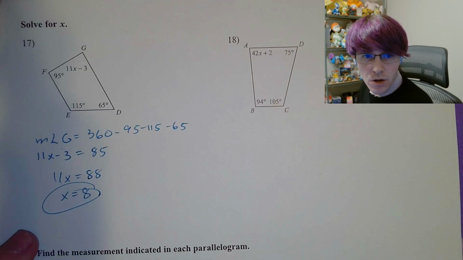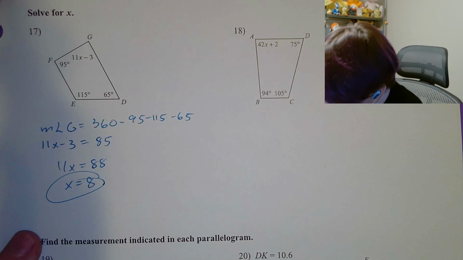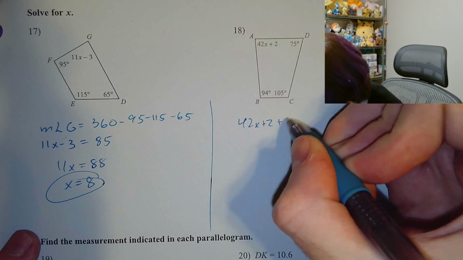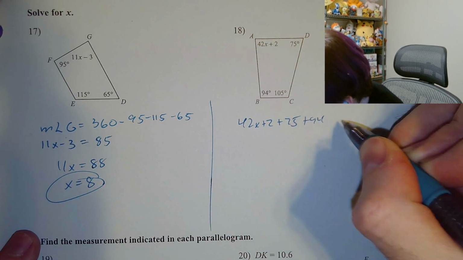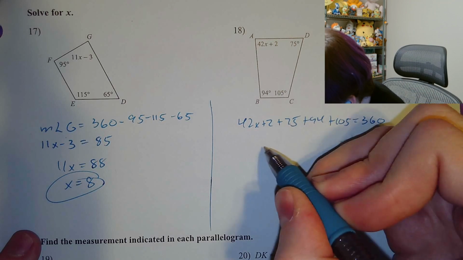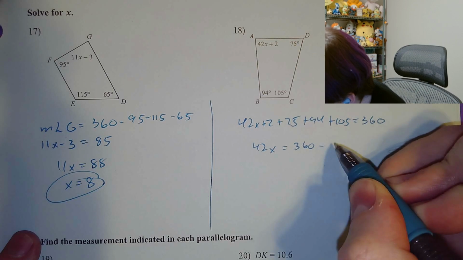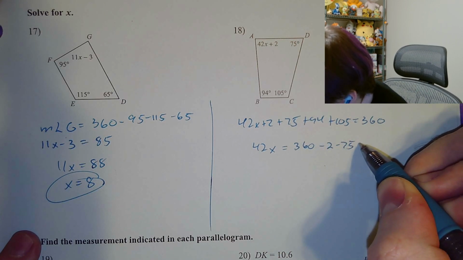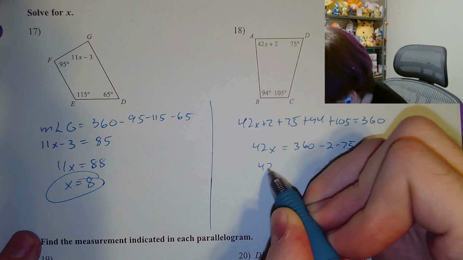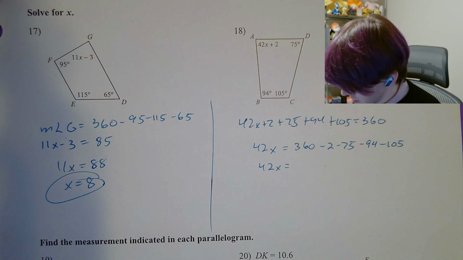Continuing on, question number 18. Same exact idea on this one. I'm going to do it the way I've been doing it in class, though. So 42x plus 2 plus that 75 plus that 94 plus that 105 equals 360. And then we got a 42x is equal to 360 minus all of the other ones because they are all addition. 42x equals, and I am using my calculator yet again here.